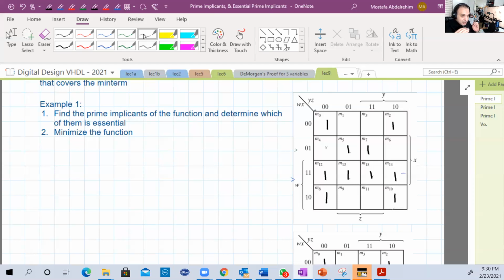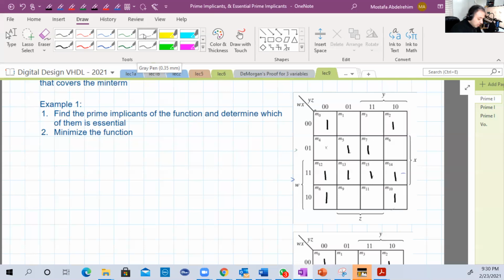So our systematic approach is as follows. We take any one we find in the map and search for the maximum group of ones that this one can belong to, and this will be called the prime implicant. After finding all the prime implicants, we choose some of them as essential prime implicants based on the characteristics that I just told you about. After that, we construct the minimized function.